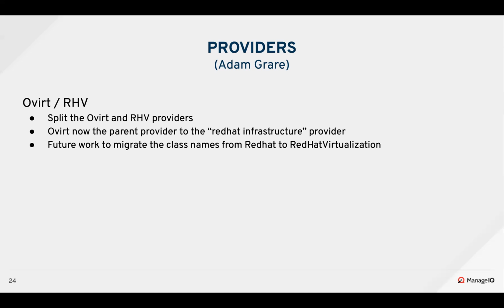So now we have a separate Ovirt plugin and Ovirt class names, and the Red Hat virtualization provider plugin has the old Red Hat names. This allowed us to be able to do this without having to do any schema migrations. But in the future, we would like to migrate these class names out so that the class names in the plugin match the plugin name. And that's it for providers.